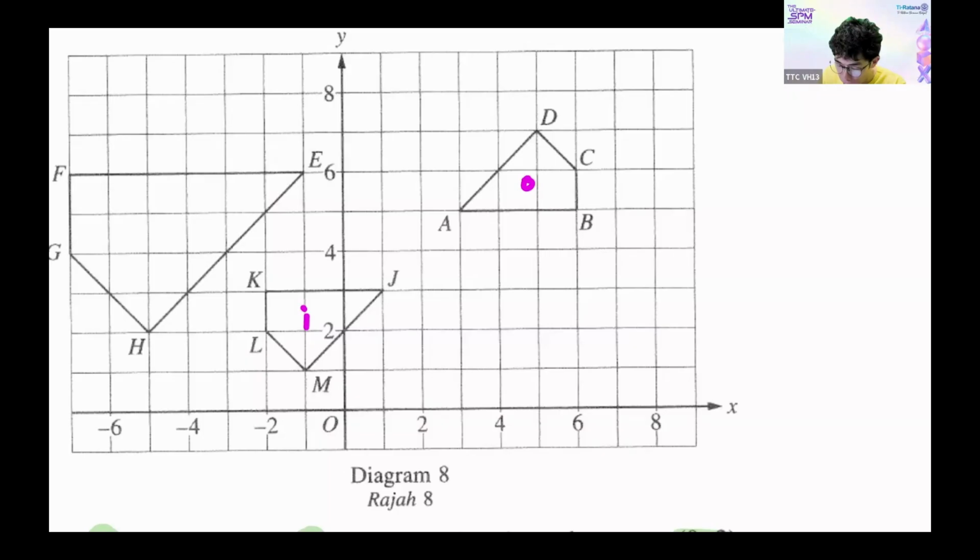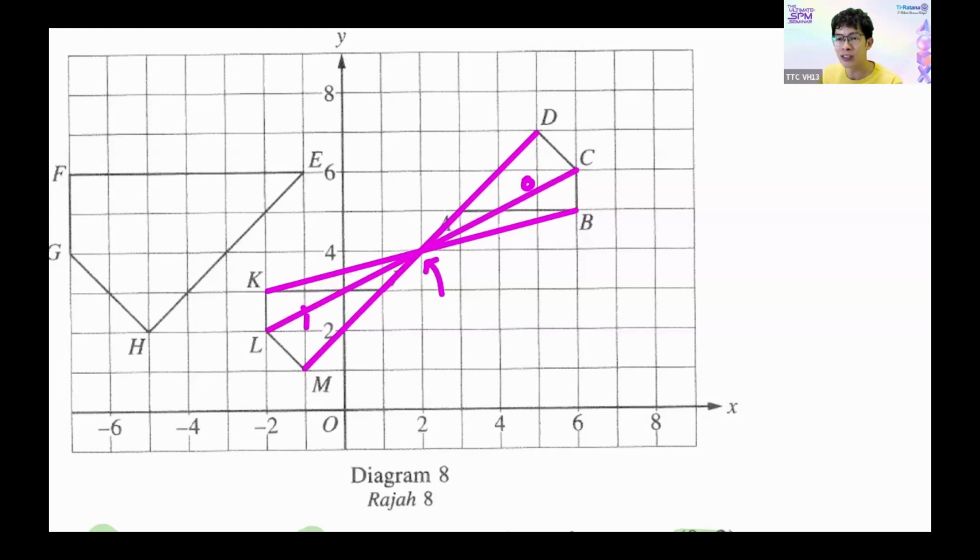So the reason being, I already said, when you connect them, A to J, of course, your B, you're going to connect to K, and your D, you're going to connect to M, and finally your C connect to L. They obviously intersect. Intersect means bersilang, right? They cross each other. Titik bersilang over here. So in this case, 100% rotation already. Rotation means putaran.